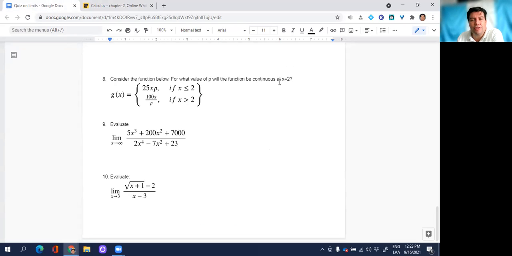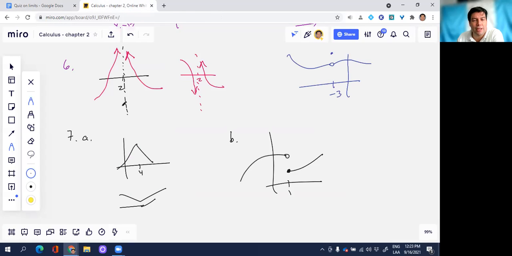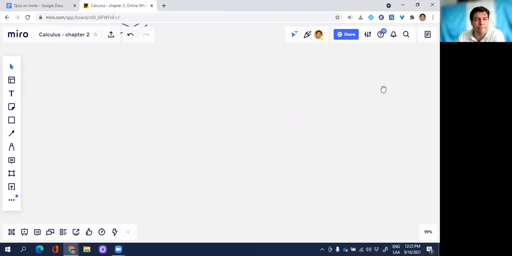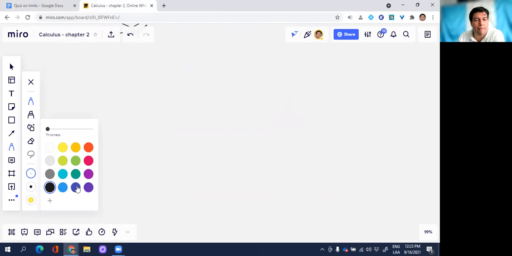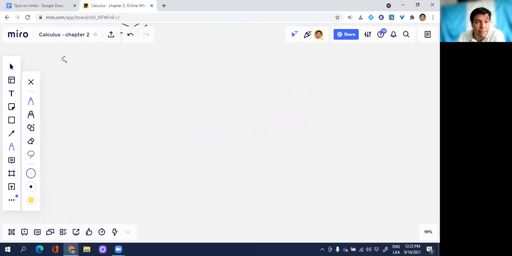Number 8. For what value of p will the function be continuous at 2? And we have 25xp and 100x over p, and the rule changes at 2.